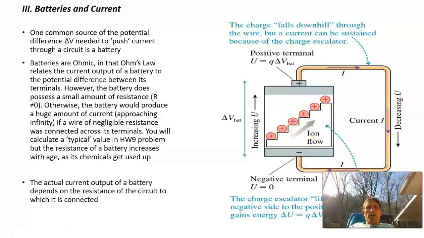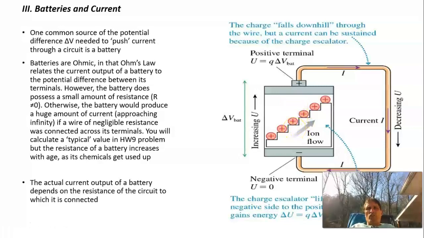Batteries are ohmic. In other words, they obey Ohm's law. Okay, if the delta V is the voltage difference between the terminals, the current through the battery depends on this potential difference and on the resistance of the battery. In other words, the battery can't supply infinite current. It has a small amount of resistance that you'll calculate in one of your homework problems.